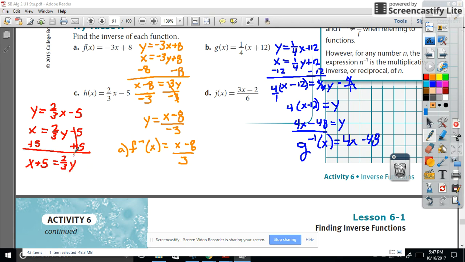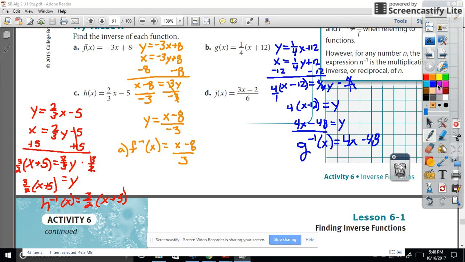And then we're going to get rid of this by multiplying by the reciprocal. Be careful right here, you got to multiply the whole thing by the reciprocal. That cancels that with that, leaving you y equals... I don't think distributing it's going to make it any simpler, so I'm just going to leave it like that. They want it in function notation. The name of this function is h of x, so the inverse of h of x is equal to 3/2 times x plus 5.